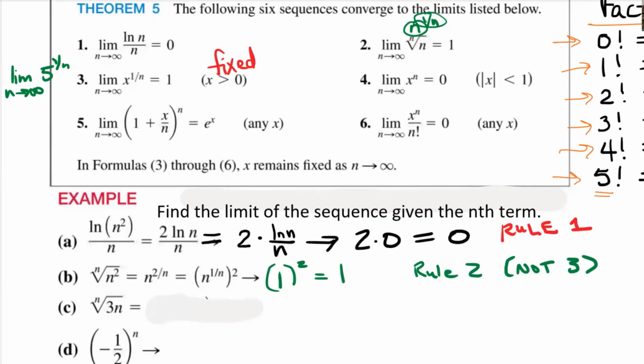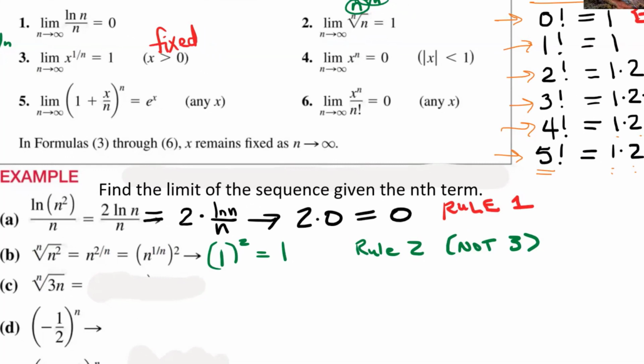This one's actually going to relate to more than one rule. Which 2 rules can we apply to this, or can we use to help us figure this one out? We're going to rewrite it so we can apply 2 different rules. Nth root of 3n. Yes, 2 and 3, because we can break this apart into the nth root of 3 times the nth root of n, or 3 to the 1 over n times n to the 1 over n.